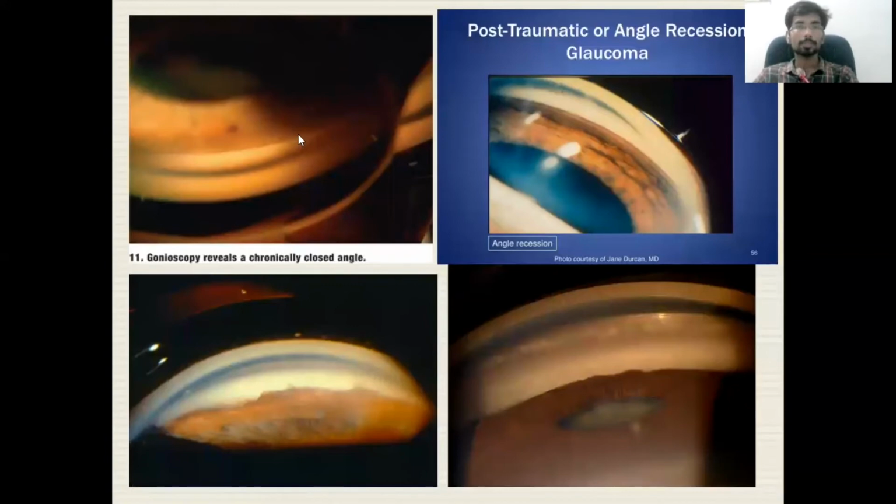Here are some pictures. This is gonioscopy showing a chronically closed angle. This is irregular widening of the ciliary body band in case of angle recession glaucoma. This is peripheral anterior synechia. This is a closed angle with some bowing of the iris.